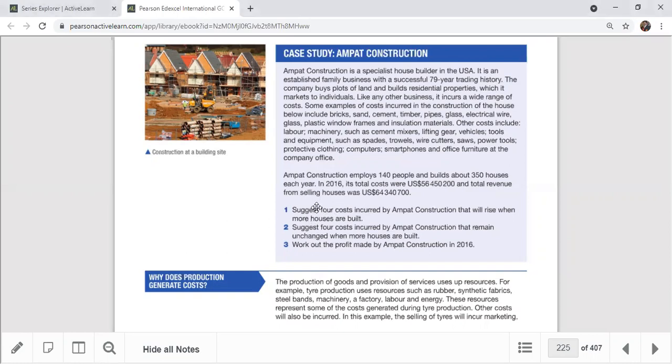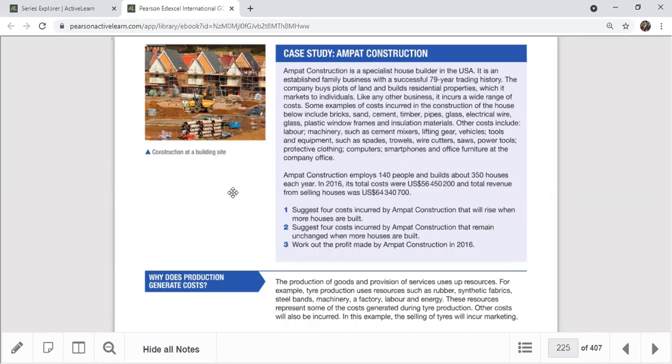They're asking: suggest four costs incurred by AMPAT Construction that will rise when more houses are built. That's a very easy question. They're asking about variable cost. When you increase the number of houses, you have to buy more cement, more timber, more sand, more bricks. For example, bricks, sand, cement, timber, pipes, glass, and electrical wire are variable costs, because they increase with the number of houses you are producing.